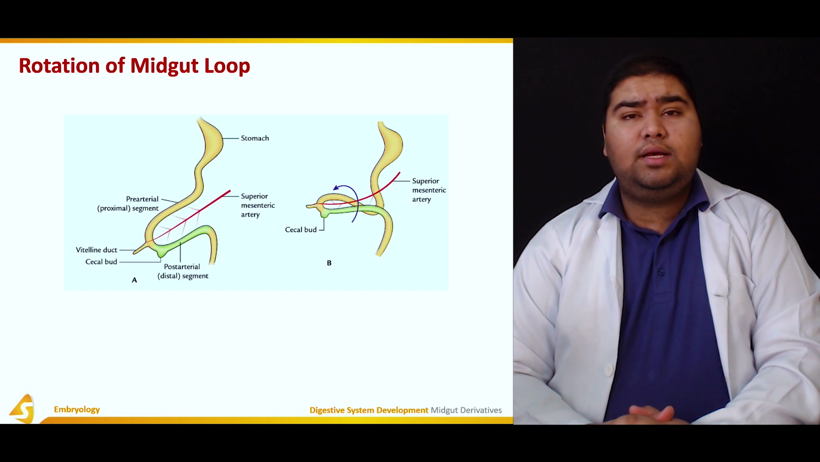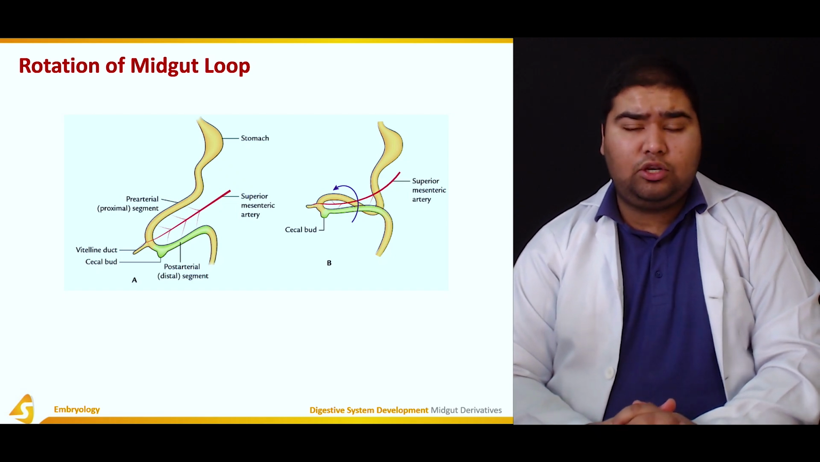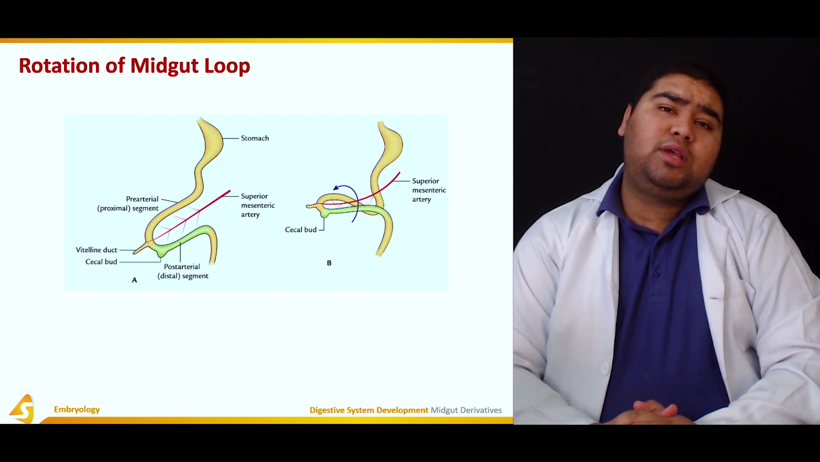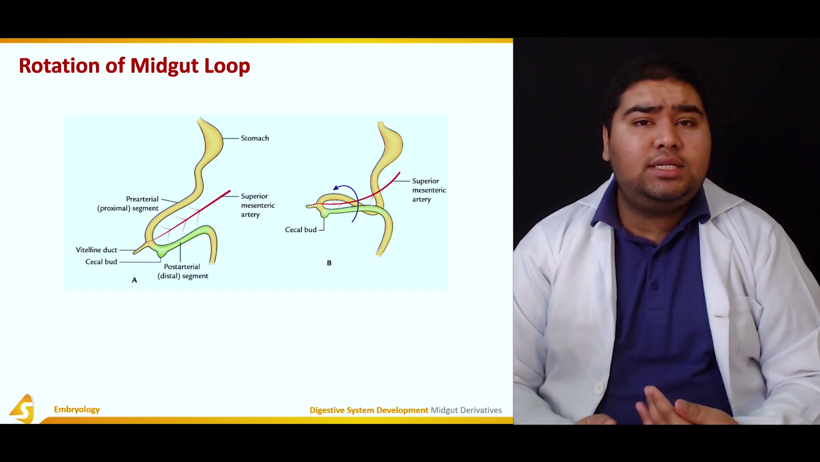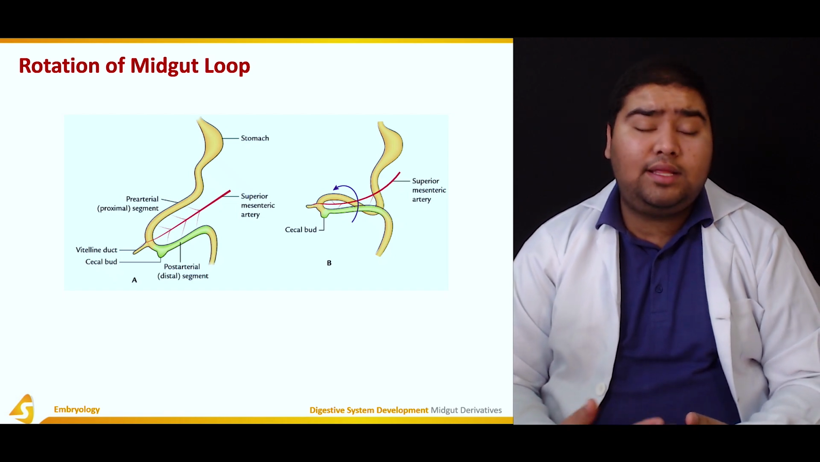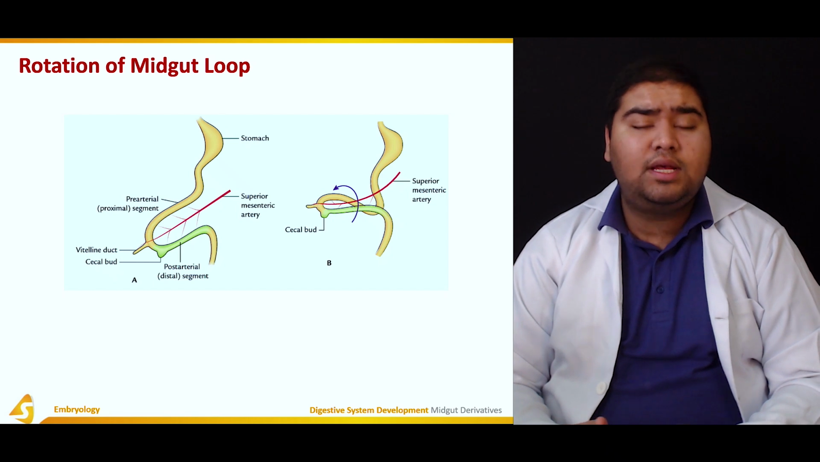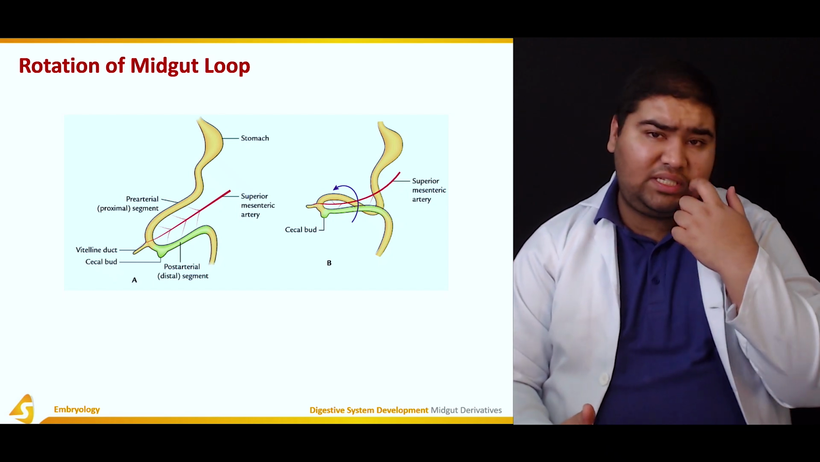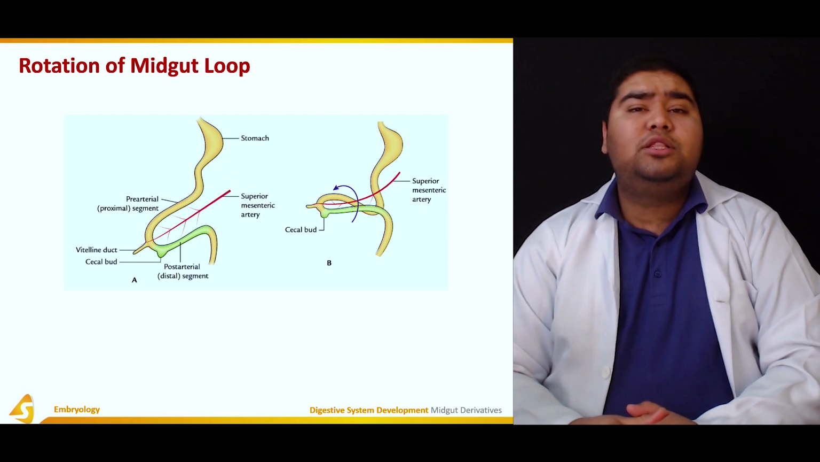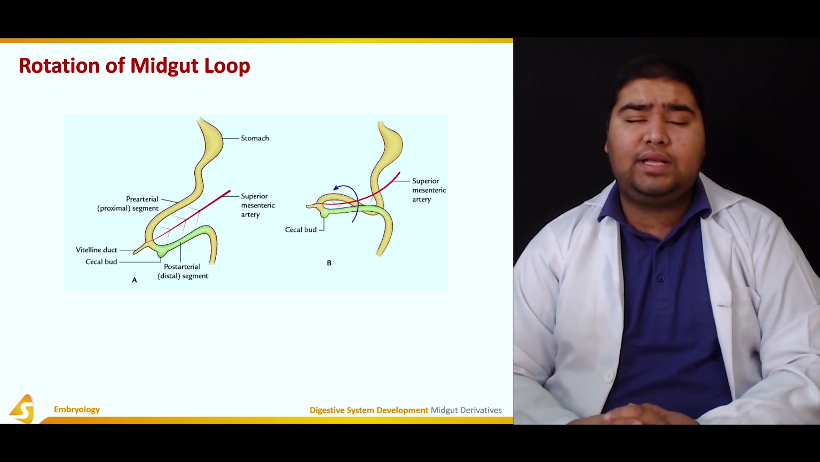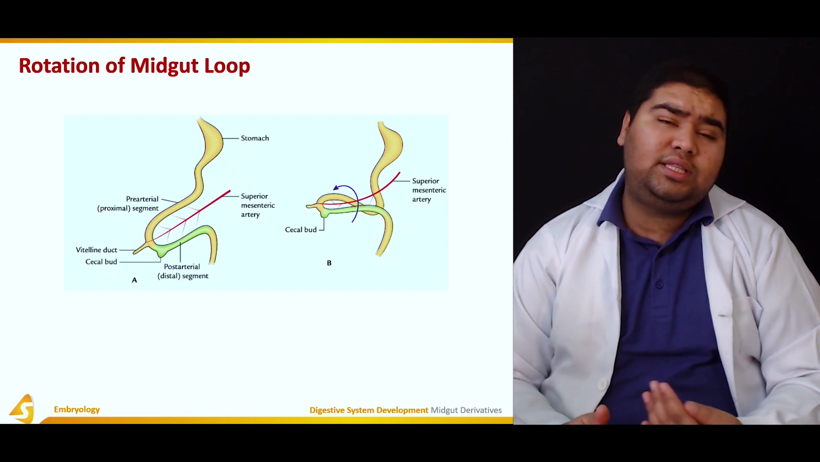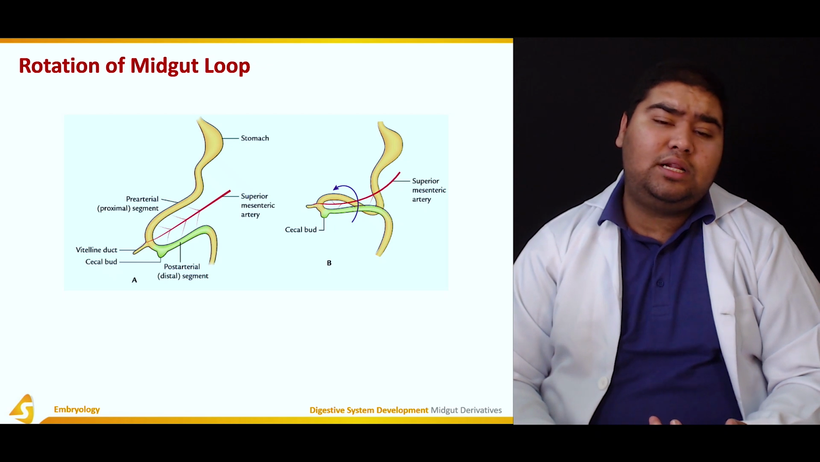Without physiological herniation, the rotation of the midgut loop does not take place. Before rotation, it is important to keep in mind that the rotation takes place in the anti-clockwise direction. There are three different rotations. As a whole, there's a 270-degree rotation that the gut undergoes. This rotation of the gut is very important to attain the adult position that is found in the adult human.